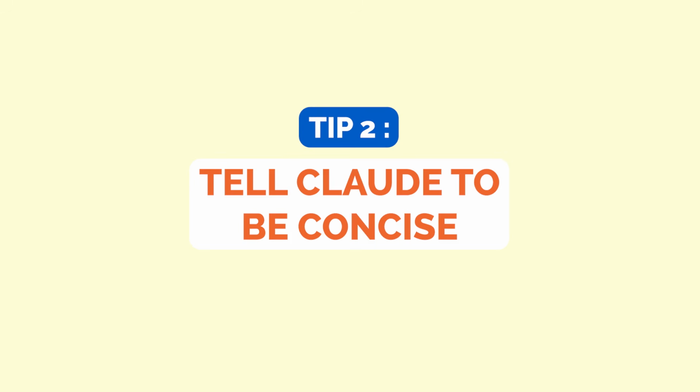Tip number 2, tell Claude to be concise. Every extra word that Claude produces sits in your chat history and gets reread every time you reprompt it. Add things like be concise or 3 bullets max when you don't need a full explanation. It sounds minor, but over time it will compound and save you a lot of tokens and money.